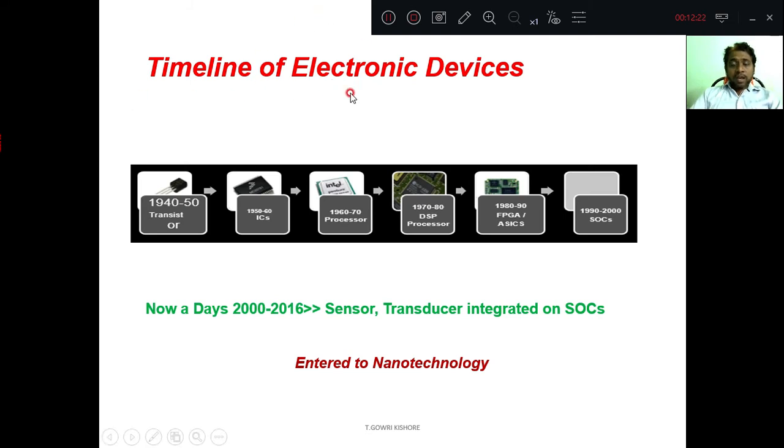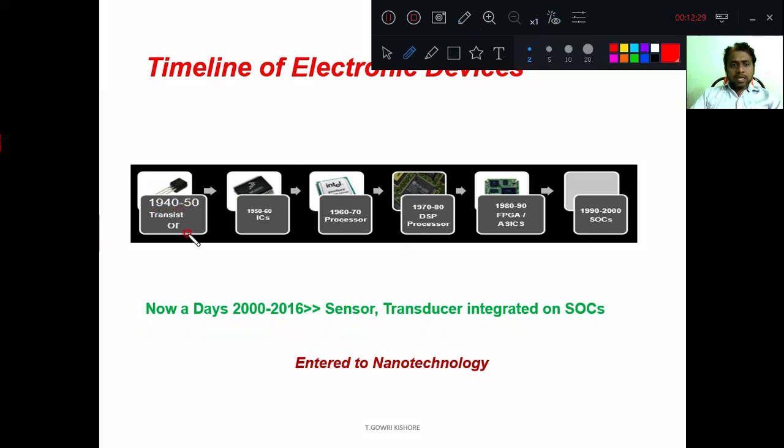And this is a timeline of the electronic devices. During 1942-50 we used transistors. During 1952-60 we developed the integrated circuits. During 1960-70, processors. After 1972-80 we got the DSP processors. After that we went for FPGAs and ASICs. FPGA is field programmable gate array. ASIC is application specific integrated circuits. After that we went for SOC. SOC is a system on chip, where sensors and transducers can be integrated on the SOCs.